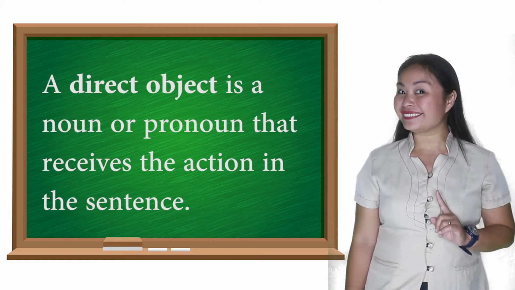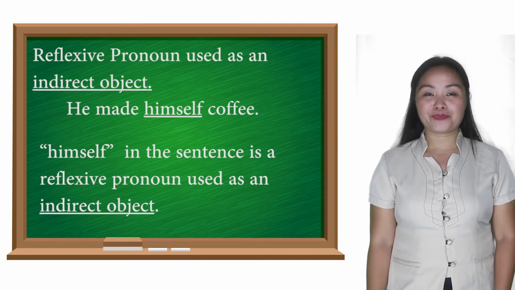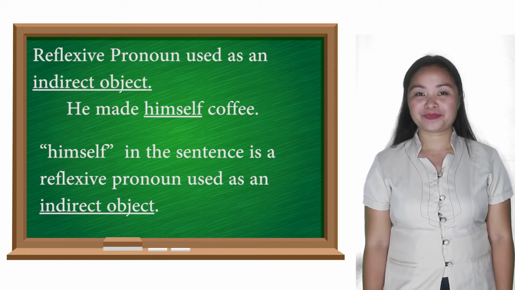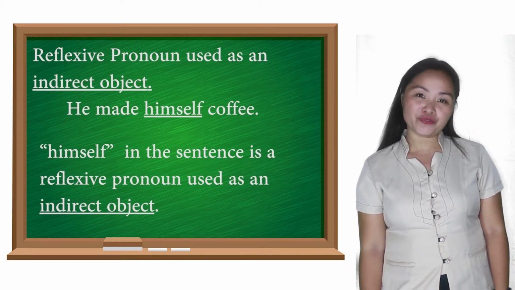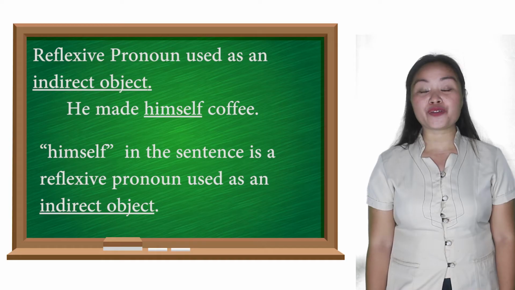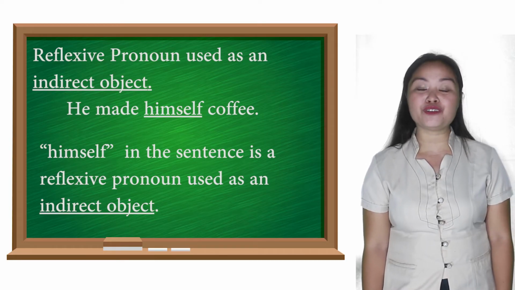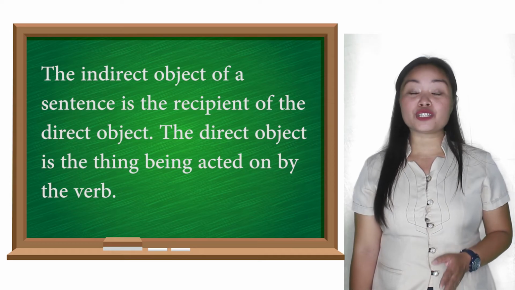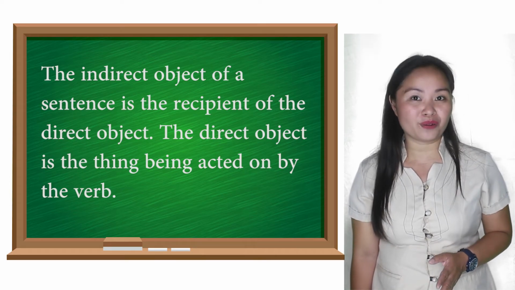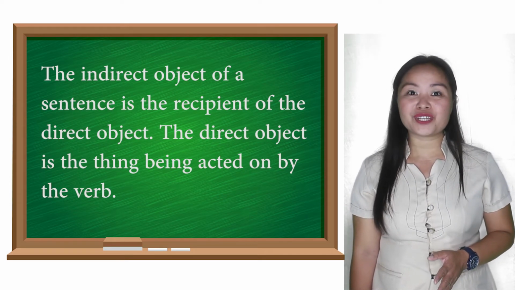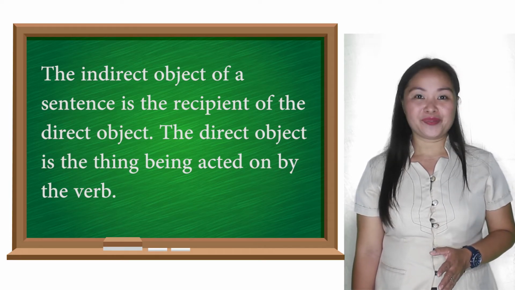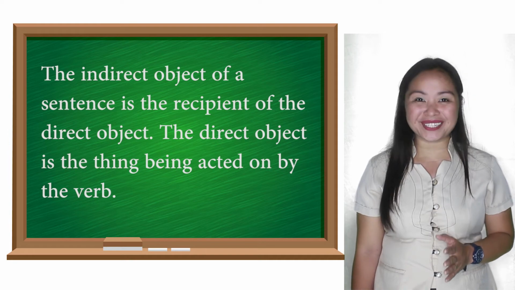Did you get that? Another example, reflexive pronoun used as indirect object. He made himself coffee. Himself is a reflexive pronoun used as indirect object. The indirect object of a sentence is the recipient of the direct object. The direct object is a thing that is being acted on by the verb. Are you catching up with our discussion?